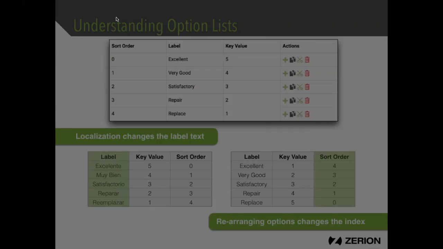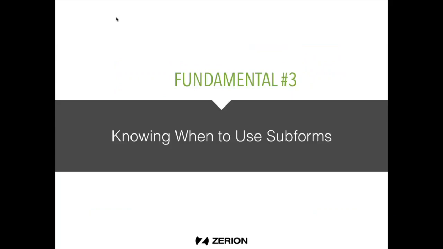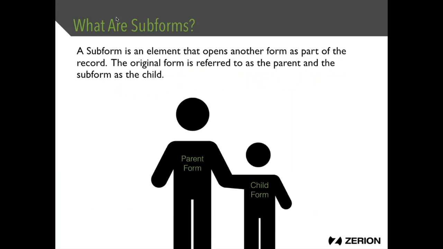Cool. So moving forward to our third fundamental, which is knowing when to use subforms. Let me begin by explaining what subforms are. A subform is an element, just like any of the other elements we've talked about, but when you select that element, it'll open up another form as being part of that record. You can think of that second form, or subform, as a child form of the parent form. So my original form is the parent, and then my subform element would open up what's called a child form.